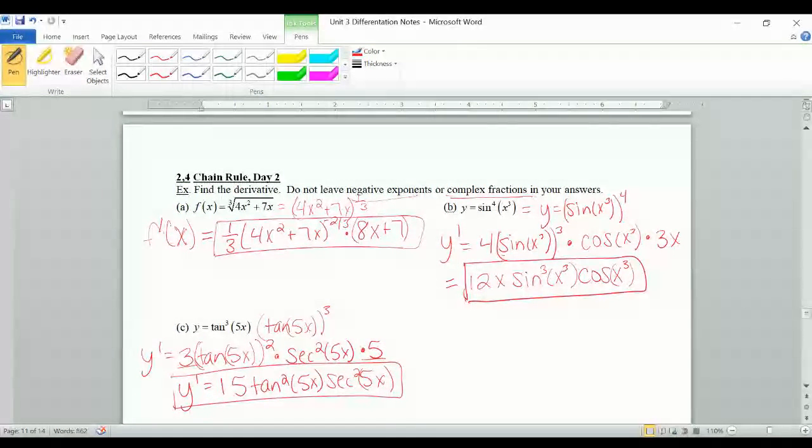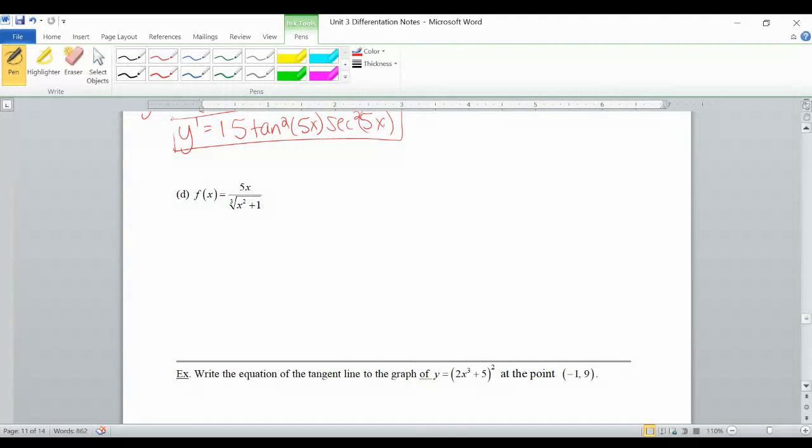Okay, if we scroll down here, part D is one that we actually did yesterday. I would encourage you to try this. Pause the video and try this and see what you get. And then you can flip back to yesterday's notes. Yesterday it was example D as well, and that was the one that involved the quotient and the chain rule. See if you can do this problem. Make sure you're simplifying correctly and seeing what you can come up with.